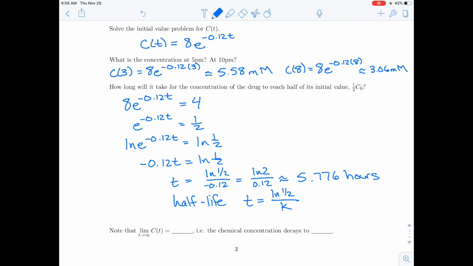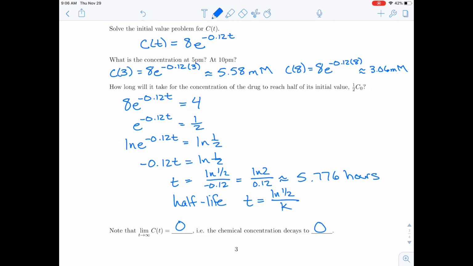We will also be interested in what happens over long time periods, or as t goes to infinity, and we'll see that with our solution, 8e to the negative 0.12 t, as t goes to infinity, that exponential decays to 0. So the chemical concentration of this drug will decay to 0 as t goes to infinity. Of course, for any finite time, we would still have a positive concentration of the drug, although possibly very small.